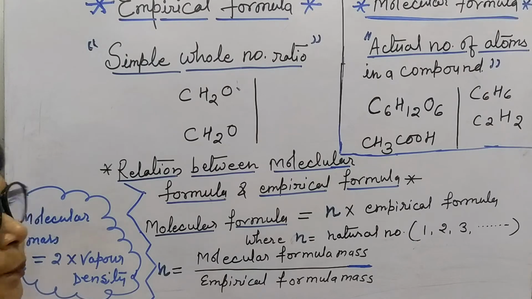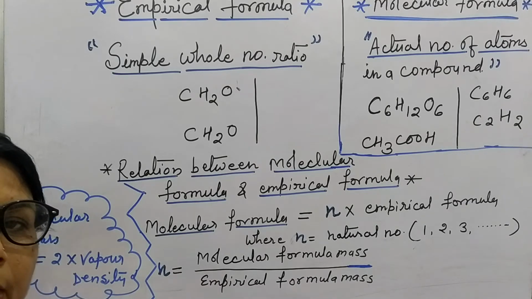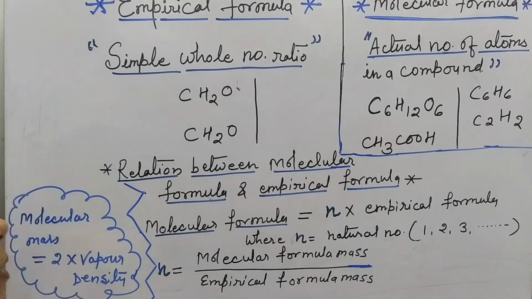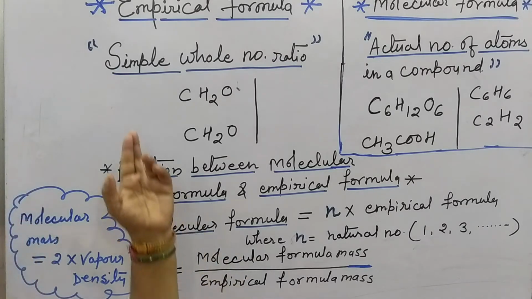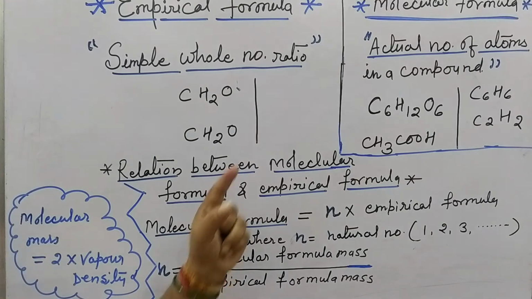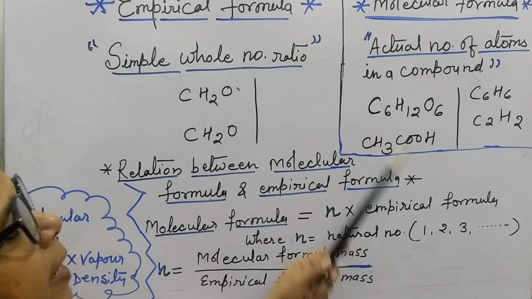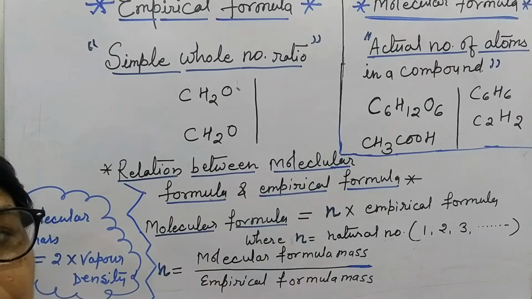Good morning everyone. Today I want to explain the empirical formula and molecular formula. It is a very important part of the mole concept. Empirical formula is the simplest whole number ratio. Okay, what is empirical formula? It is the simplest whole number ratio, and molecular formula is the actual number of atoms in a compound.